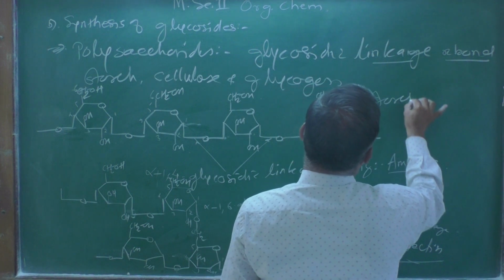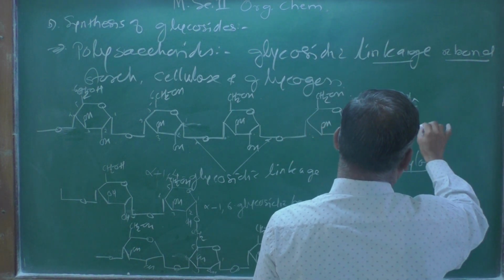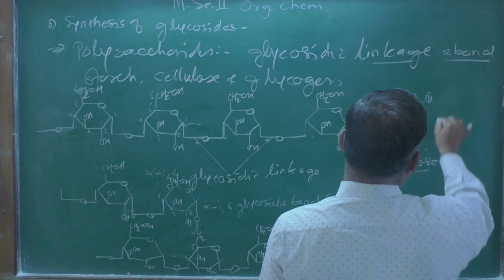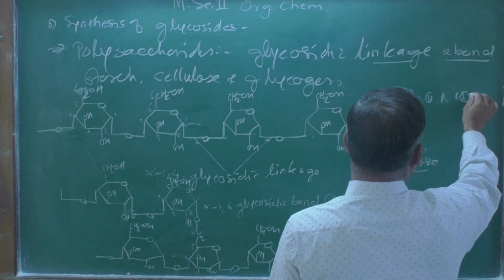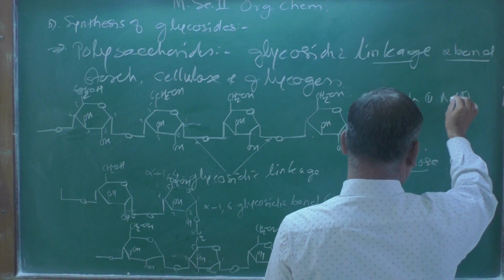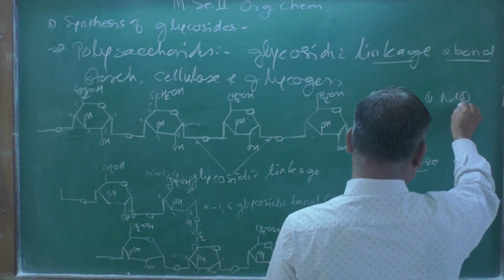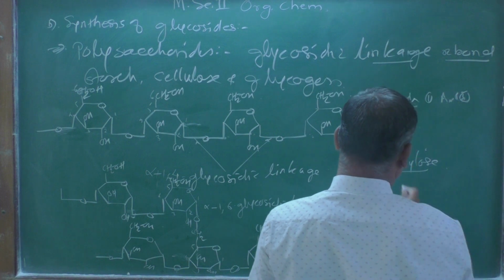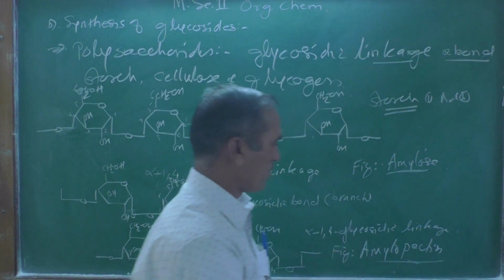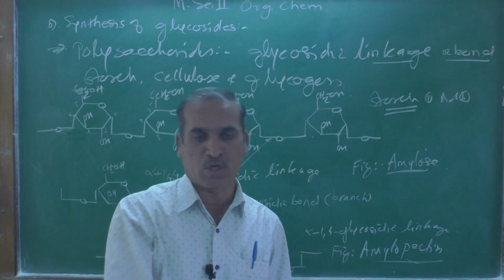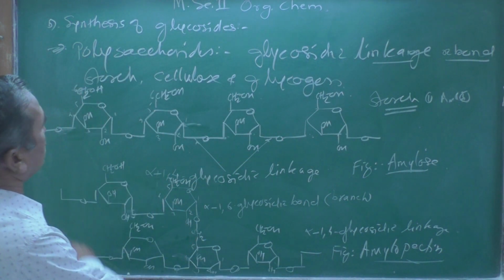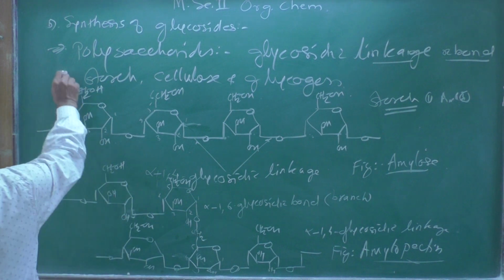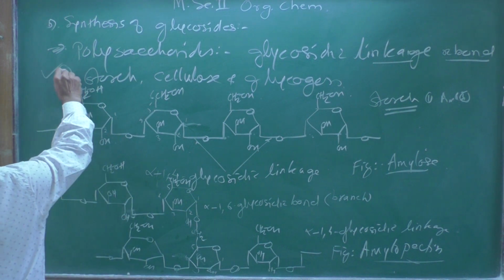As we know, in starch two components are present. Number one is amylose and the second one is amylopectin. Amylose and amylopectin, these are the two components present in starch. This is all about that. Let us see the first one, we are going to describe as starch.